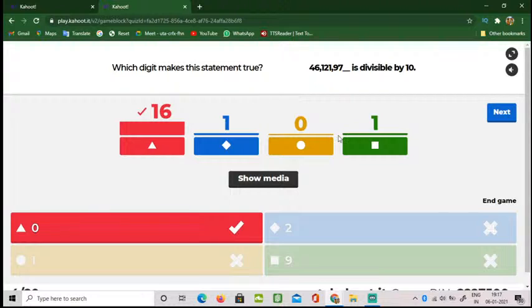And the correct answer is 0, because the number ends in 0. If the number ends in 0 only, it can be divisible by 10. So let me go and see the scoreboard now.